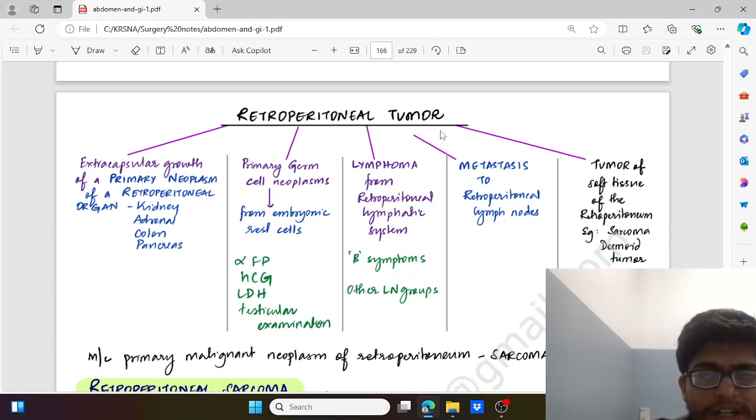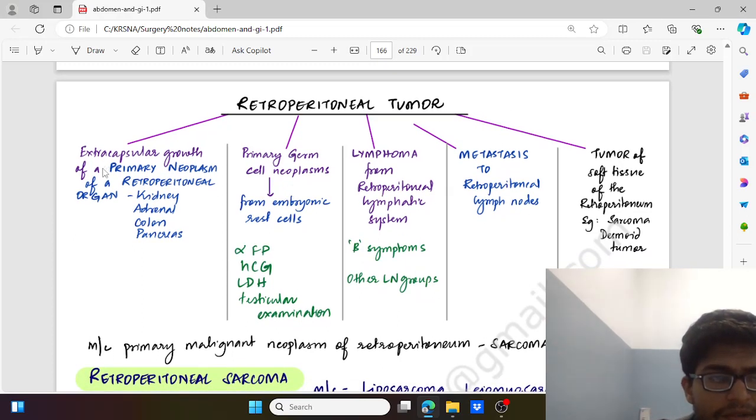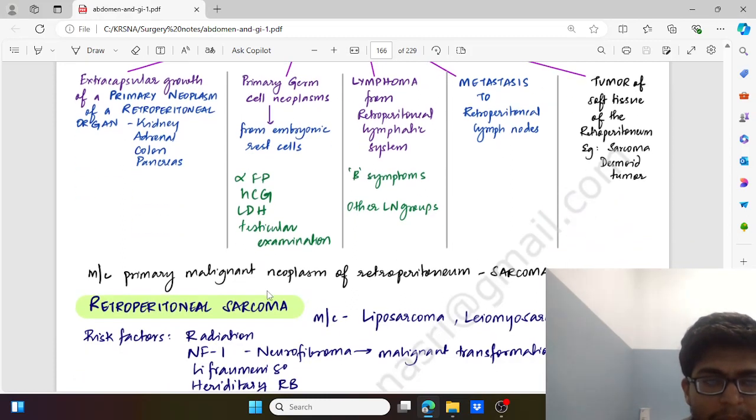Then we see the retroperitoneal tumor. So what are the various causes? So it could be due to primary neoplasm of the retroperitoneal organ and extracapsular growth of this neoplasm from the kidney, adrenal, colon, pancreas, primary germ cell neoplasm from the embryonic tissue, which will have alpha fetoprotein, HCG, LDH increased, lymphoma from the retroperitoneal lymphatics with B symptoms, metastasis to retroperitoneal lymph node, and soft tissue tumor of the retroperitoneum could be sarcoma dermoid. So most common primary malignant tumor of retroperitoneum is sarcoma.